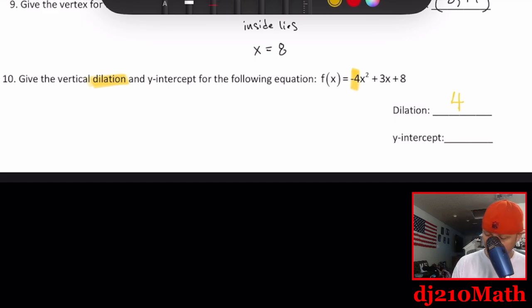The intercept, y-intercept, is the c value. So 8, positive 8.